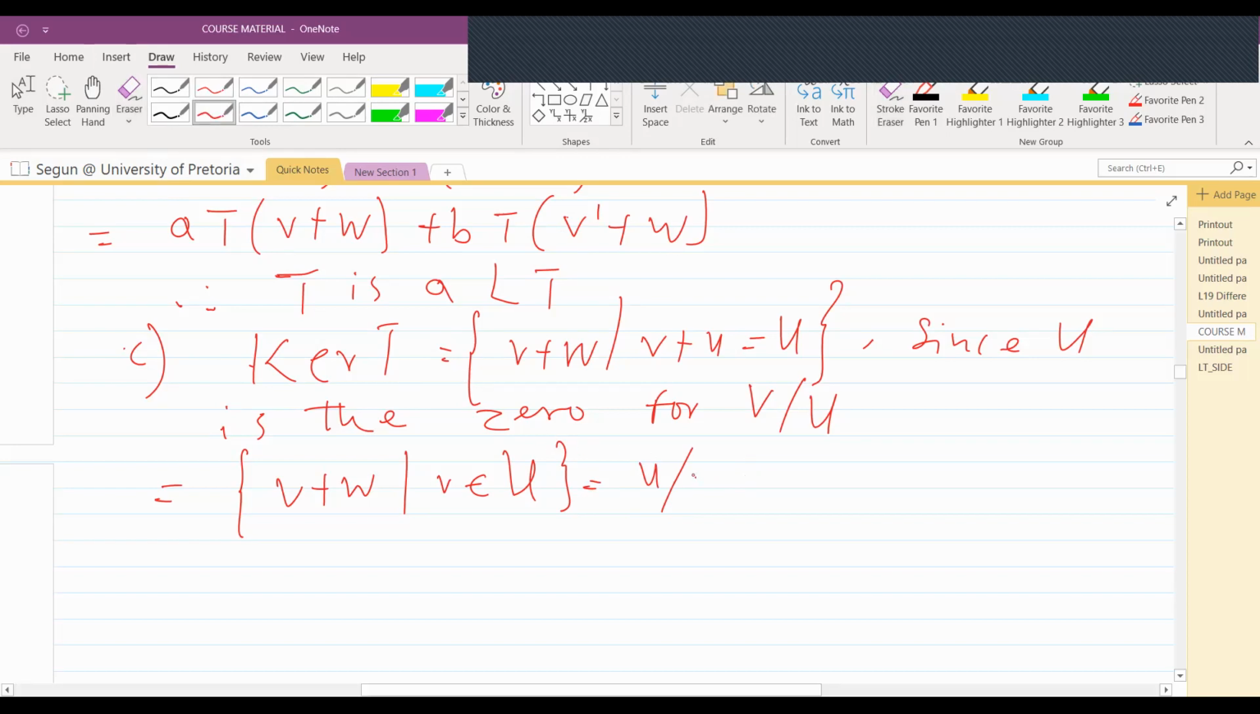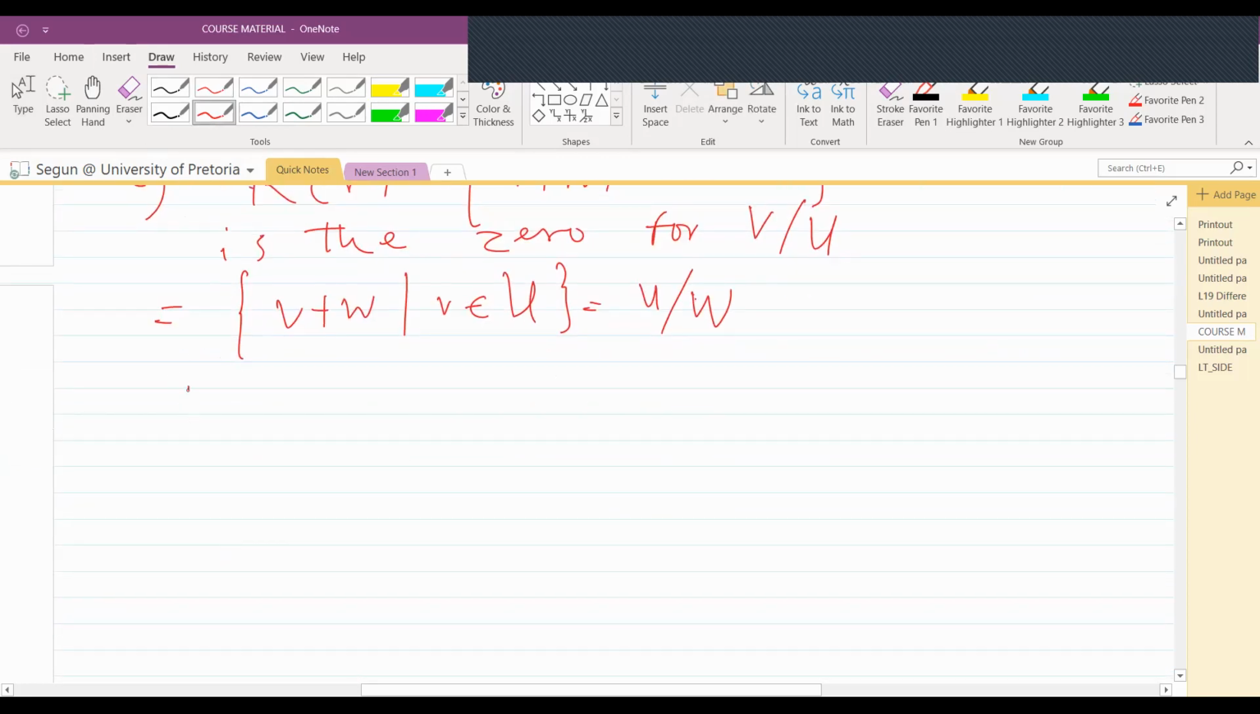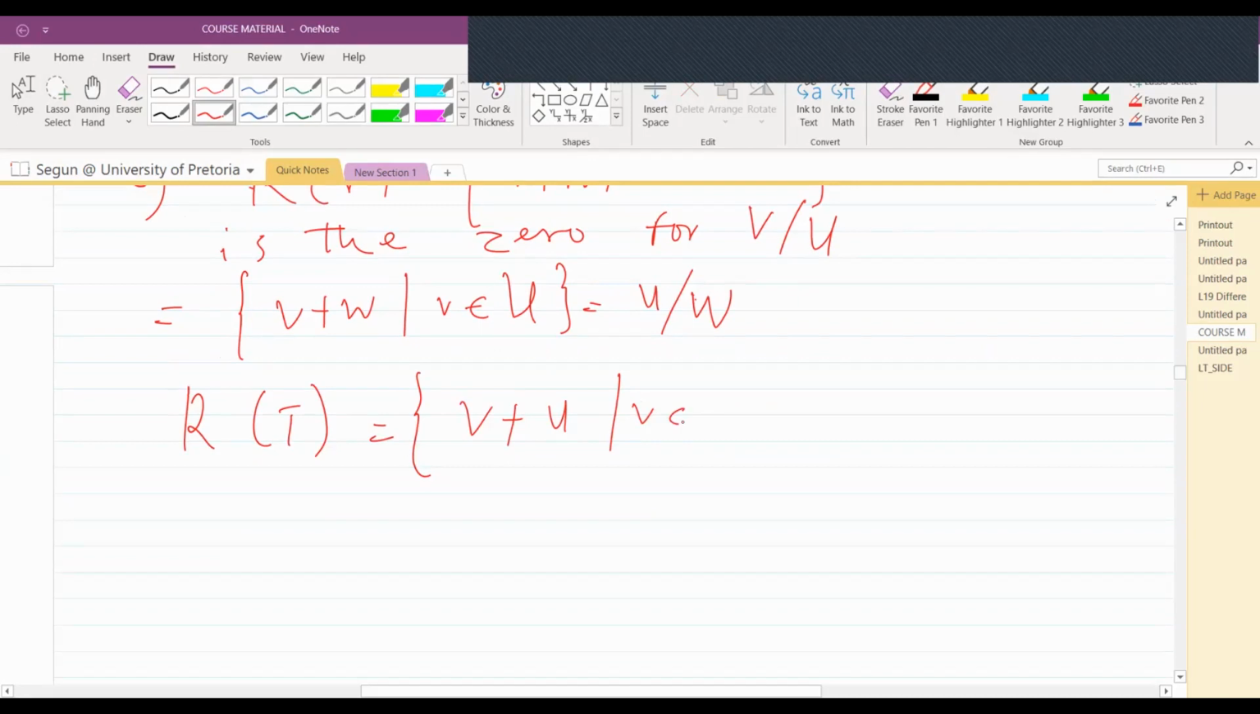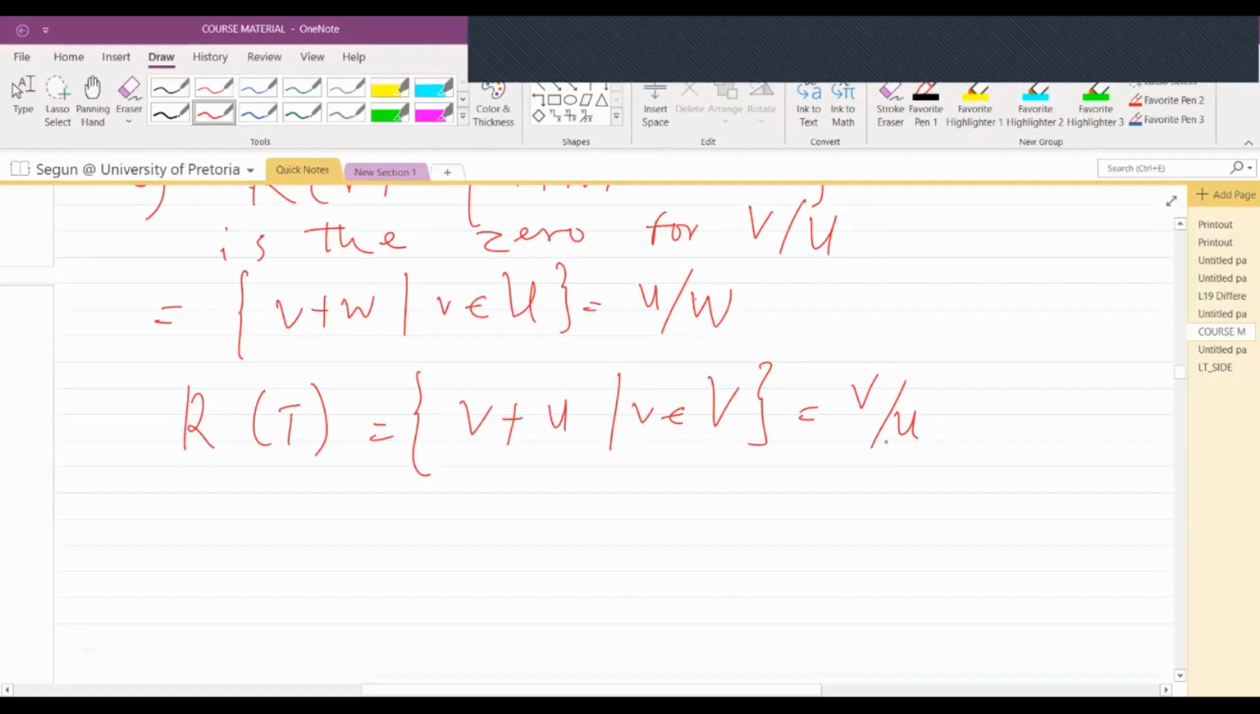So then our definition for RT will be: RT is the same thing as V plus U. Then we have small v belongs to capital V, it's the same thing as V over U. So these are the things we are trying to sort out.